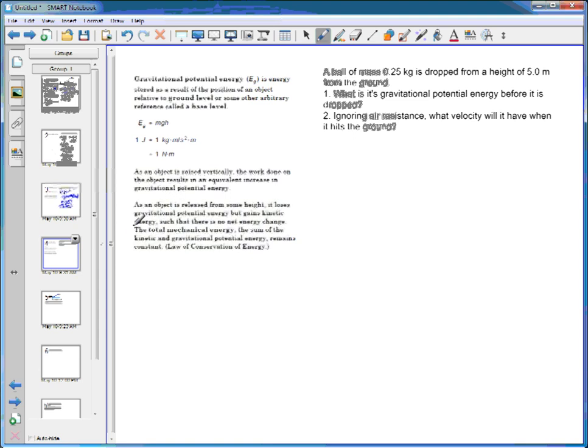It's important to note this. The total mechanical energy is the sum of the kinetic energy and the gravitational potential energy of an object, and it always remains constant. It's the law of conservation of energy.